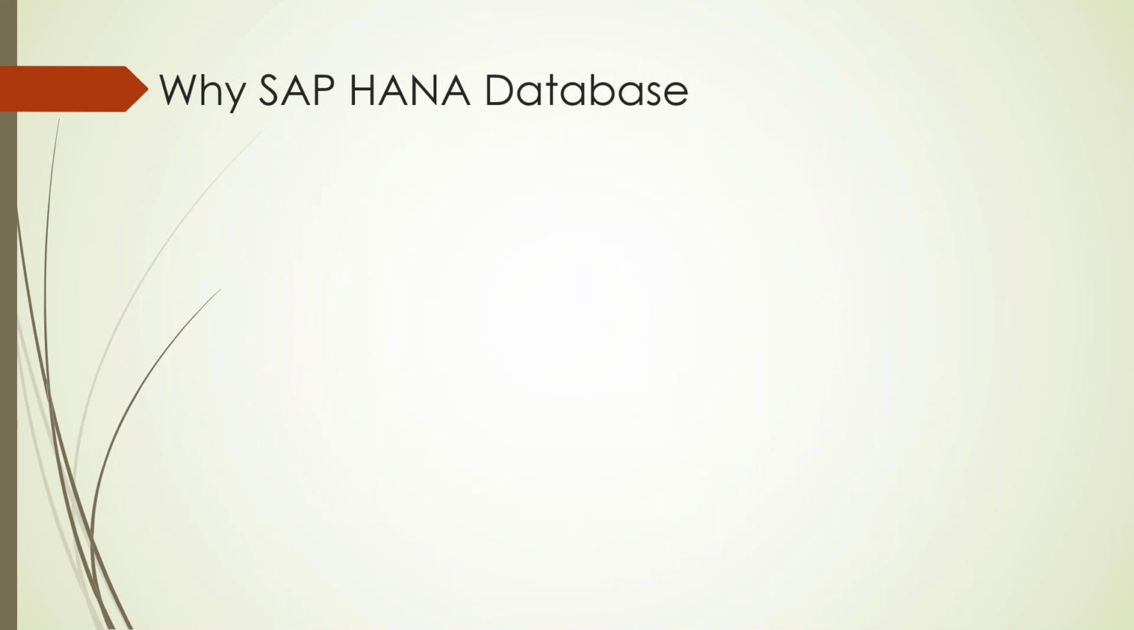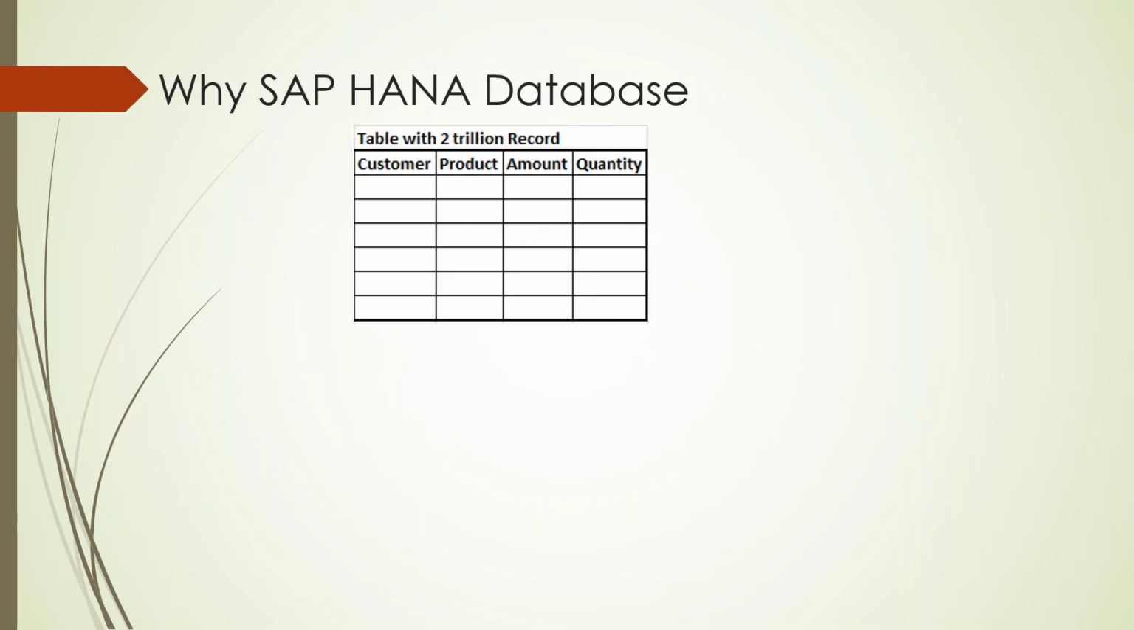So why was the SAP HANA database introduced in the market? What is the reason? We'll see that. Consider I have one table which contains 2 trillion records and has 4 columns: customer, product, amount, and quantity. So I have 2 trillion records. 2 trillion records means the table size will be in GB. 2 trillion records is very huge.